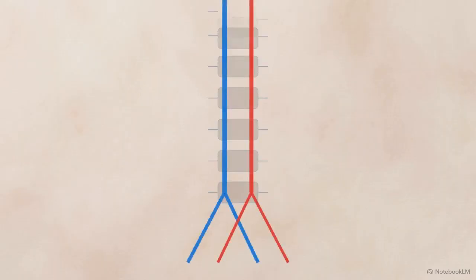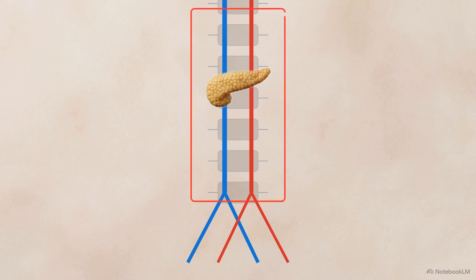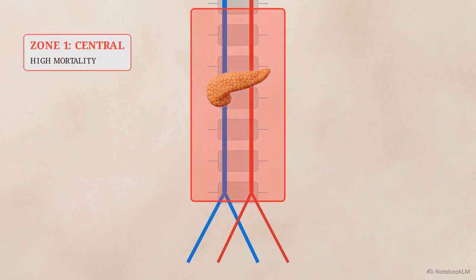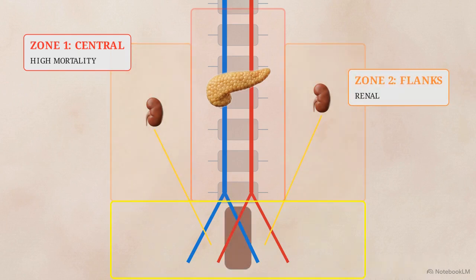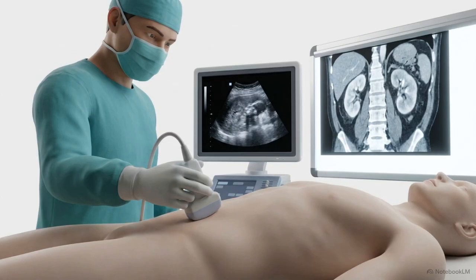This topographical map outlines the retroperitoneum, divided into 3 distinct zones. Zone 1 is central, housing the aorta, IVC, and pancreas, and carries the highest mortality. Zone 2 covers the flanks, containing the kidneys and ureters. Zone 3 encompasses the pelvic structures and is the most commonly injured area, though frequently managed conservatively. Standard ultrasound is practically useless for these zones.